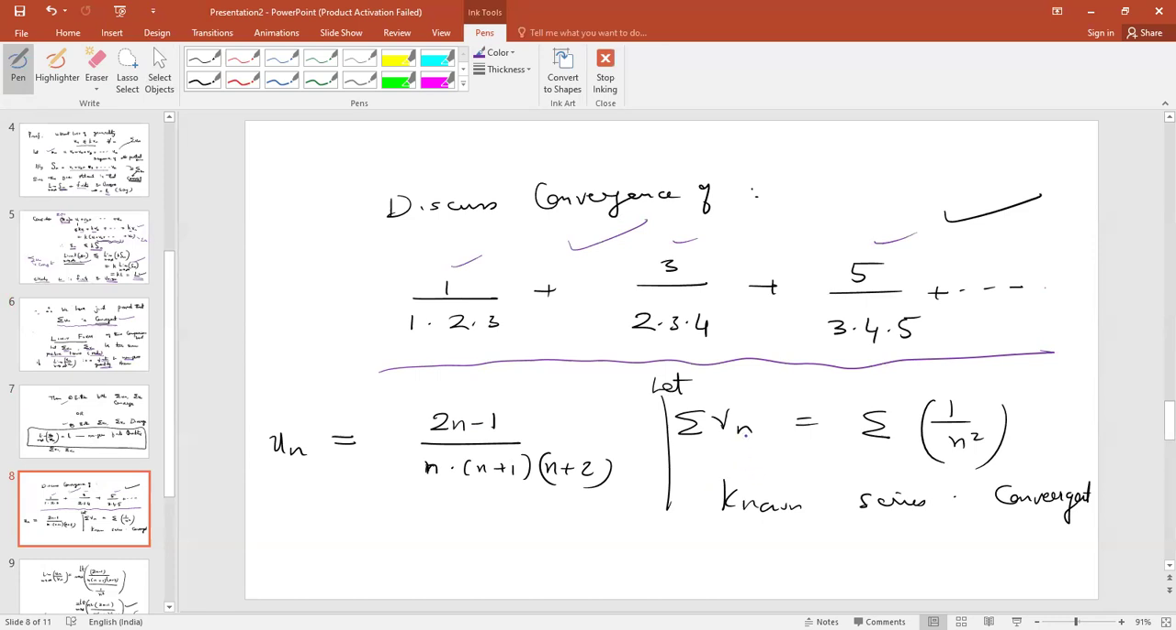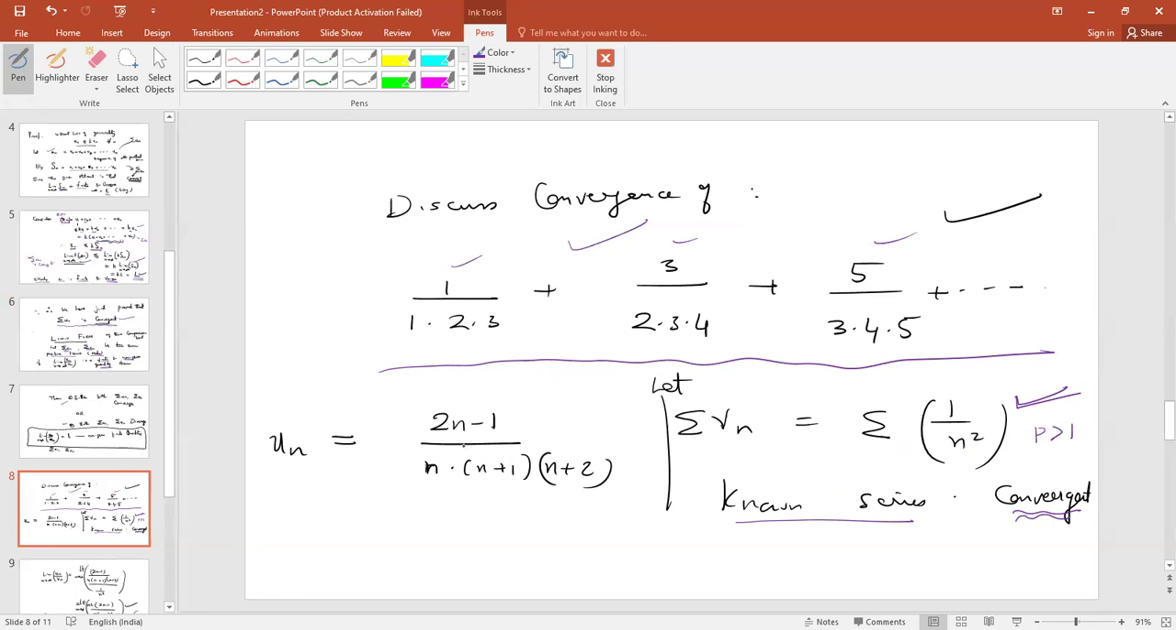Now, what is to be compared it with? I said we should always compare with the known series. So let us take summation 1 by n square. In the class, I did tell you what is a quick way to understand the preferable known series to be taken. Here it's a P series, and we know that this is a P series with P being greater than 1, and therefore this is convergent. Okay, so by hindsight, we understand what is the known series to be taken. So we have taken Vn to be 1 by n square.